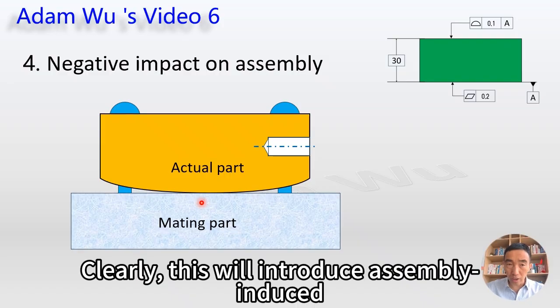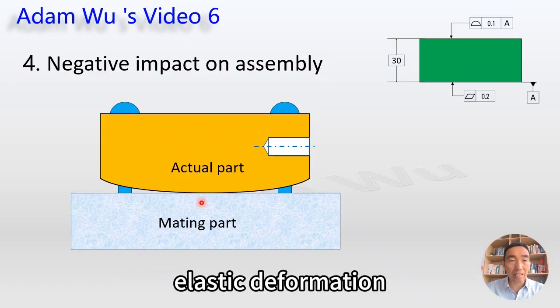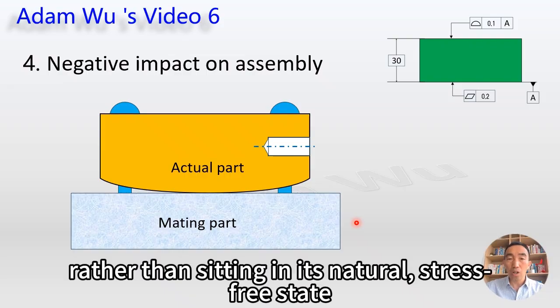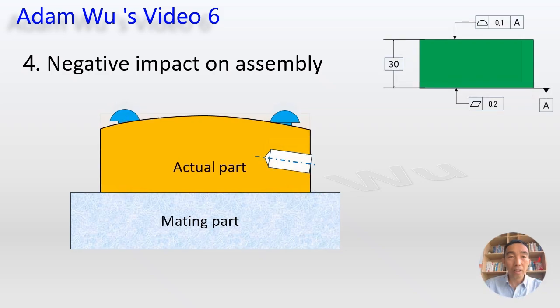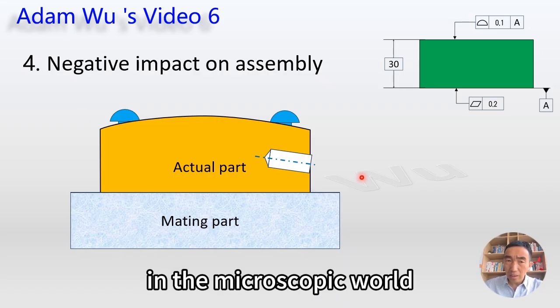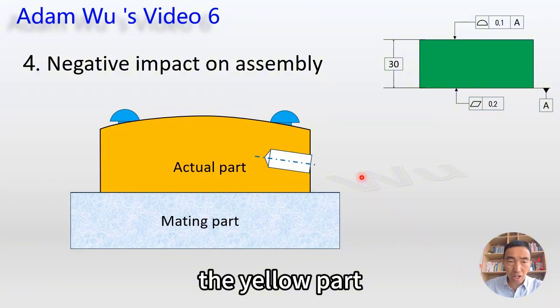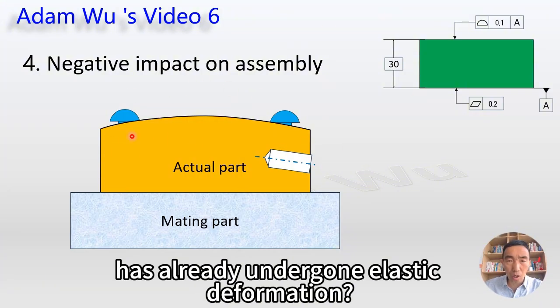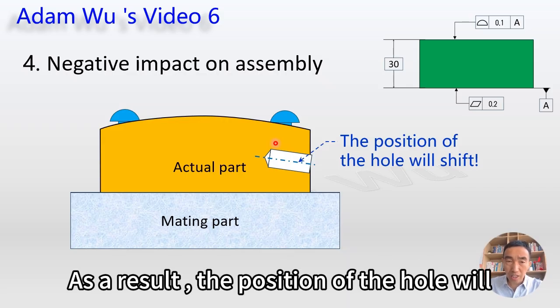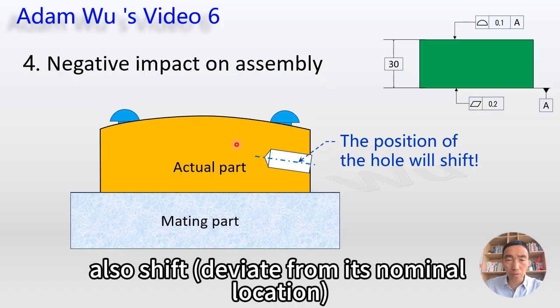Clearly, this will introduce assembly-induced elastic deformation, where the part is constrained and deformed under preload, rather than sitting in its natural stress-free state. Finally, the two parts are assembled in this condition. Have you noticed that in the microscopic world, the yellow part has already undergone elastic deformation? As a result, the position of the hole will also shift.